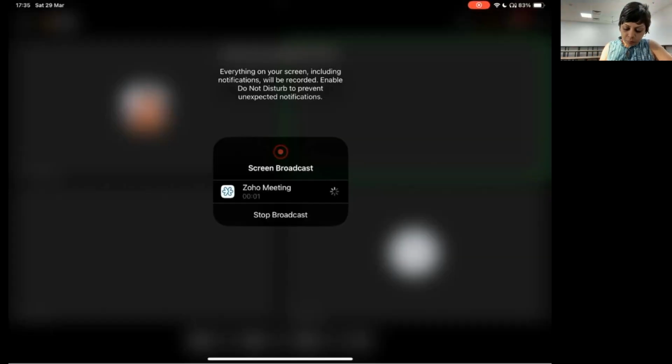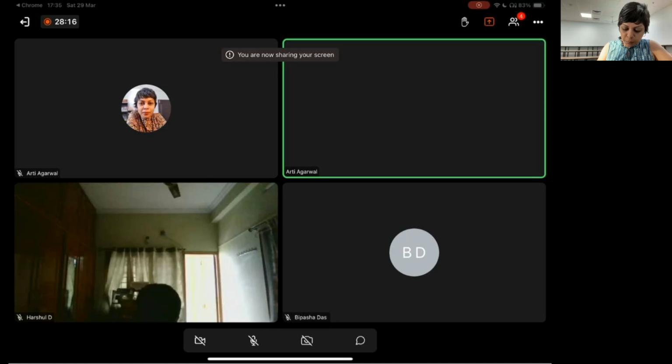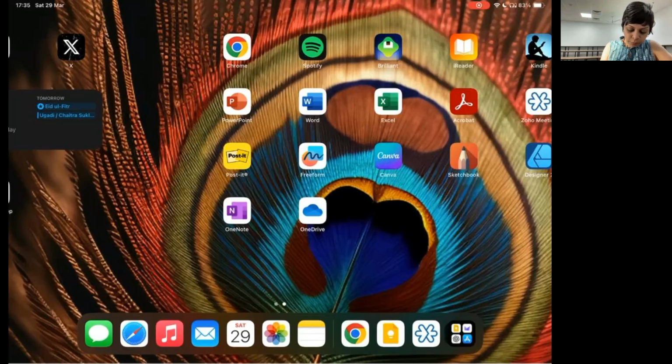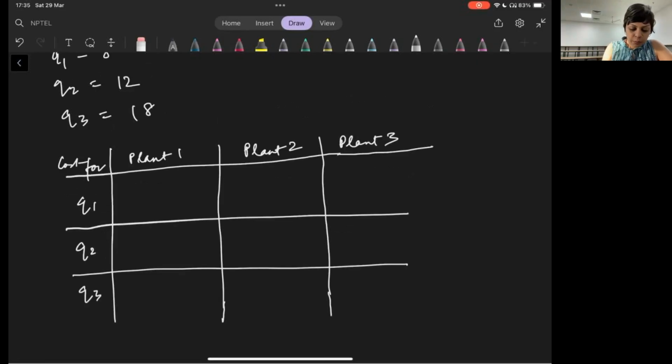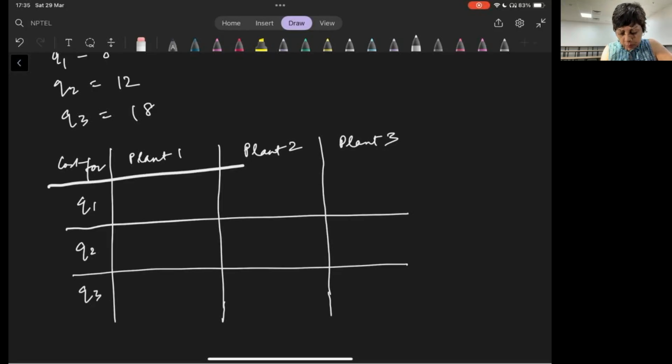Okay, so you understood what I was doing, right? We just compute the costs again for each plant and each contract. This is the table I was making. Let's make this a little bit neater. It's not very neat, but I think we can work with it.